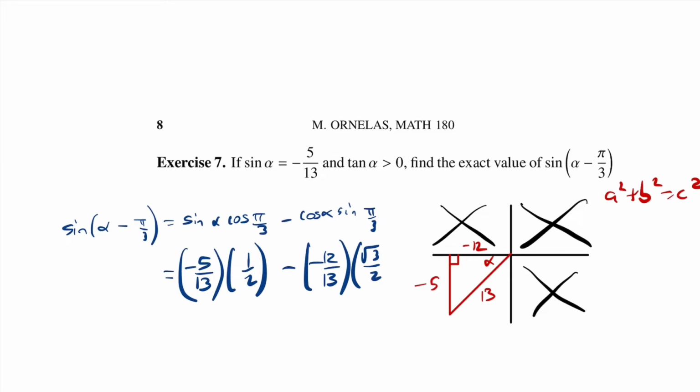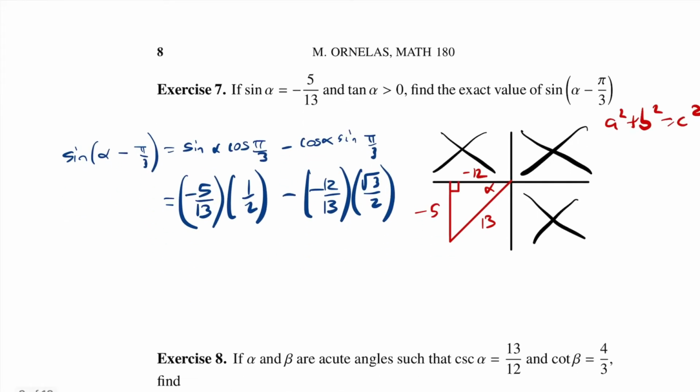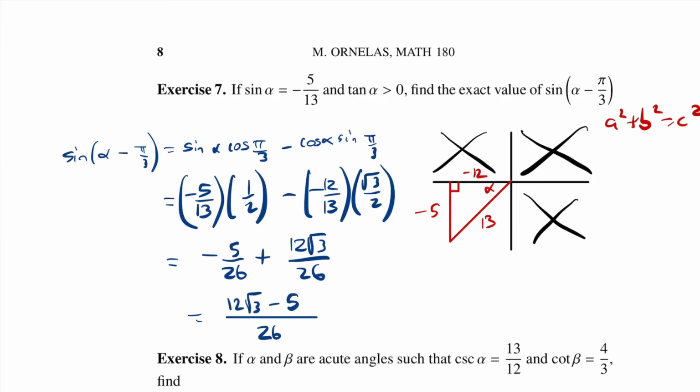All right, now we need to simplify this. This is going to be negative 5 over 26. Double negatives, plus, negative times a negative. And we have that's going to be 12 radical 3 over 26. Common denominator is there already. So I'm going to rewrite this as 12 radical 3 minus 5 over 26. That is the exact solution.